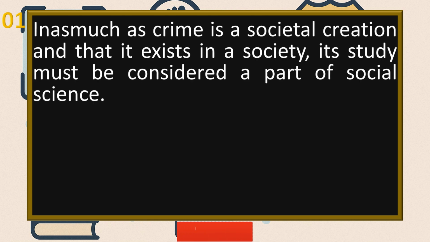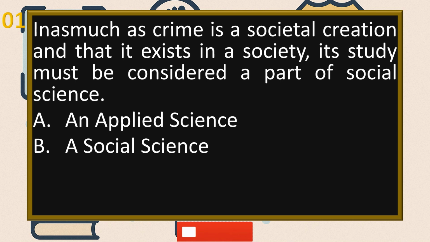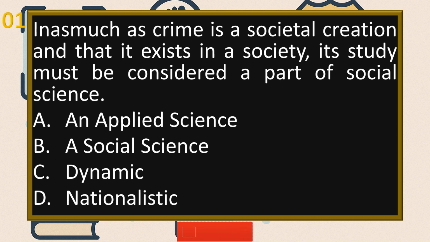Inasmuch as crime is a societal creation and that it exists in a society, its study must be considered a part of social science. A. An applied science. B. A social science. C. Dynamic. D. Nationalistic.